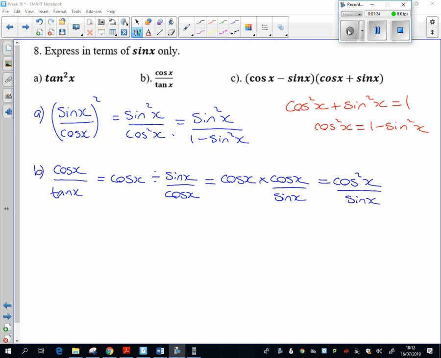And as we saw for the previous proof, cos squared x is 1 minus sine squared x. And I could split that up into 1 over sine x minus sine x, but there's no reason. That's perfectly fine to leave it like that.